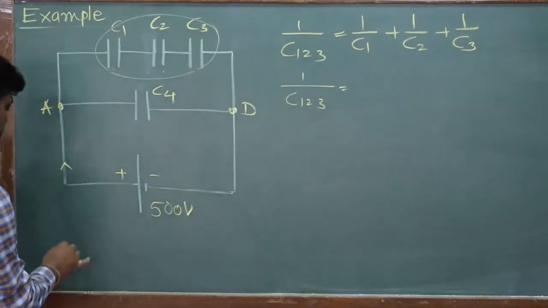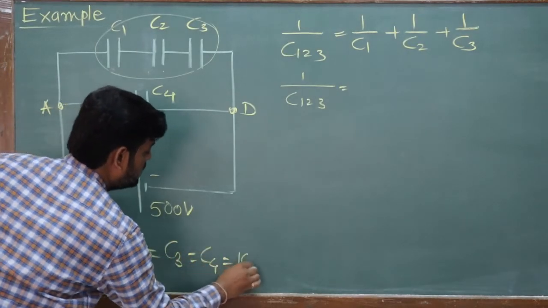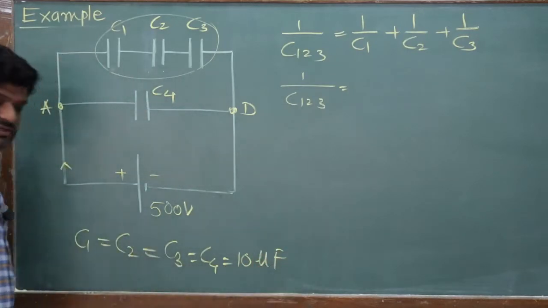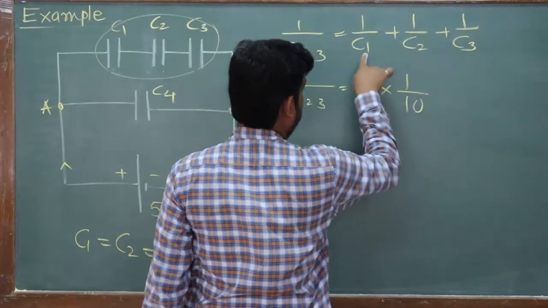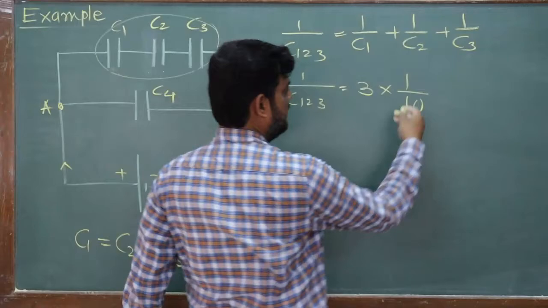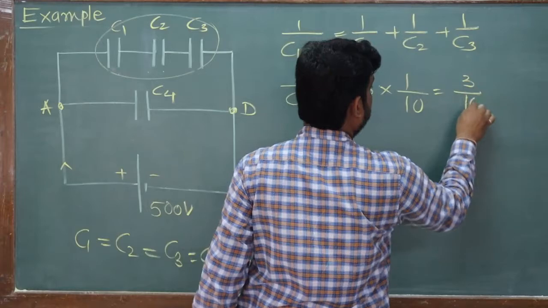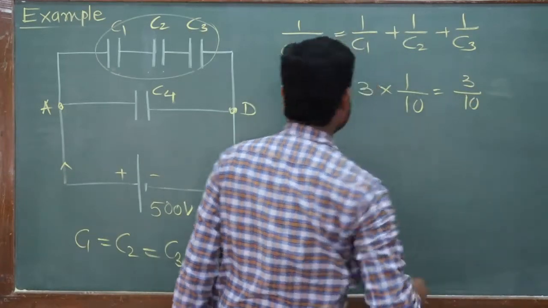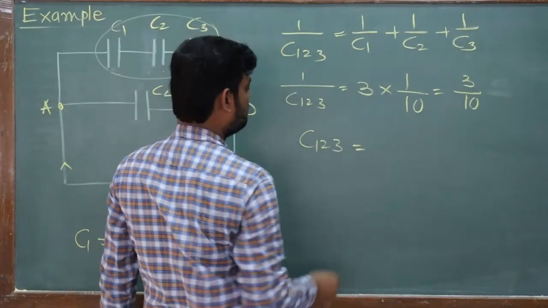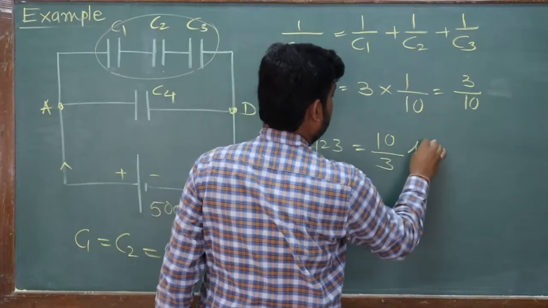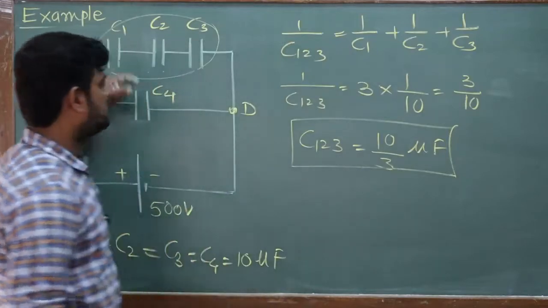So 1 by C123 equal to, the value of C1, C2 and C3 are same, 10 microfarad. C1 equal to C2 equal to C3 equal to C4 equal to 10 microfarad. This is given to you. So 3 times we can write 1 by 10 microfarad, right? So 3 by 10 microfarad, that we can write. Okay. So C123 equal to what we can write, 10 by 3 microfarad. This is your equivalent capacitance of these 3 capacitors.